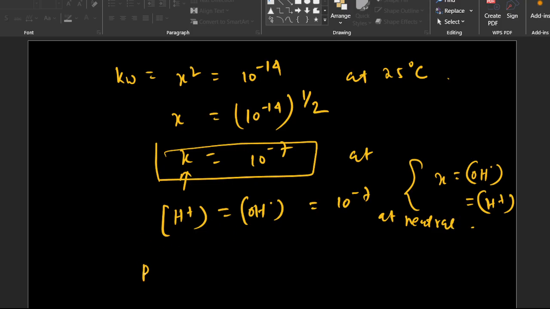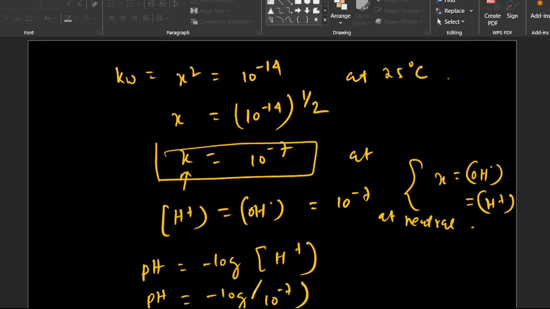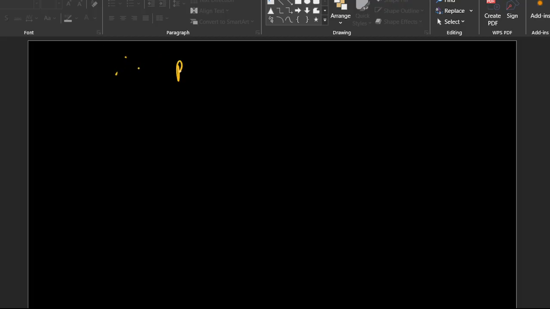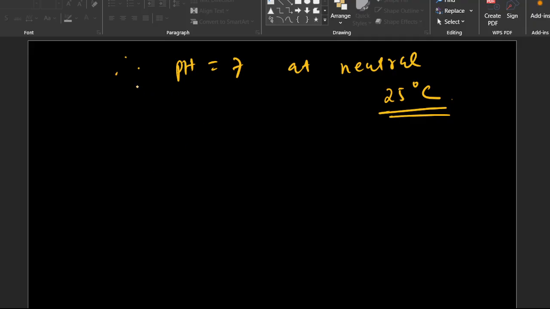So pH will be negative logarithm of H plus concentration. So pH will be that 10 raised to minus 7. So pH is 7 at neutral, and this is at 25 degree centigrade. Okay.